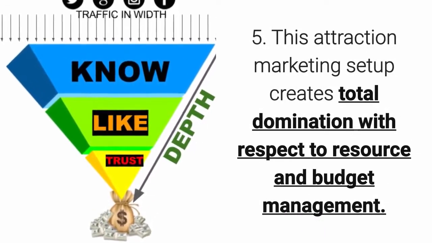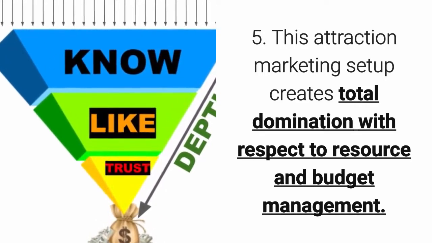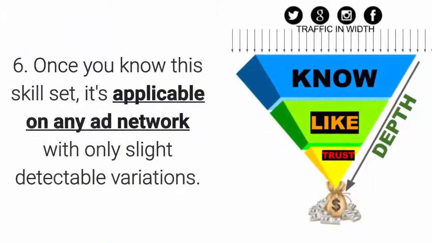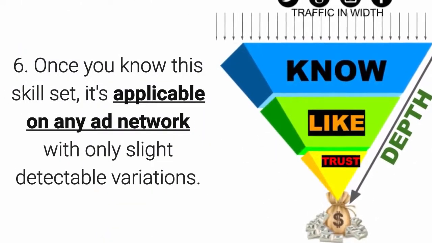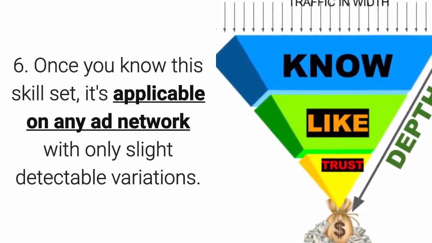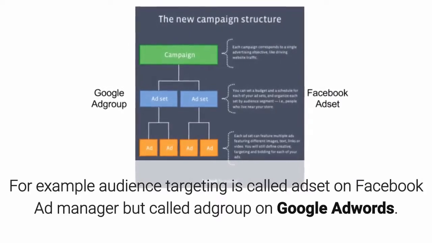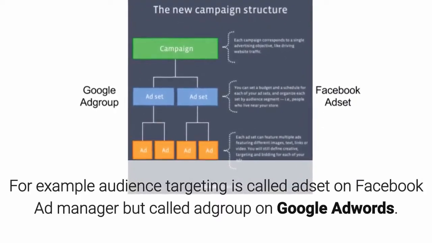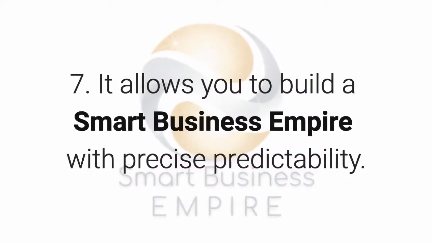Number 5, this attraction marketing setup creates total domination with respect to resources and budget management. Number 6, once you know this skill set, it's applicable on any ad network with only slight variations, as you want to call it. For example, audience targeting is called Ad Set on Facebook Ad Manager, but it's called ad groups on Google AdWords. It's the same thing. Okay.